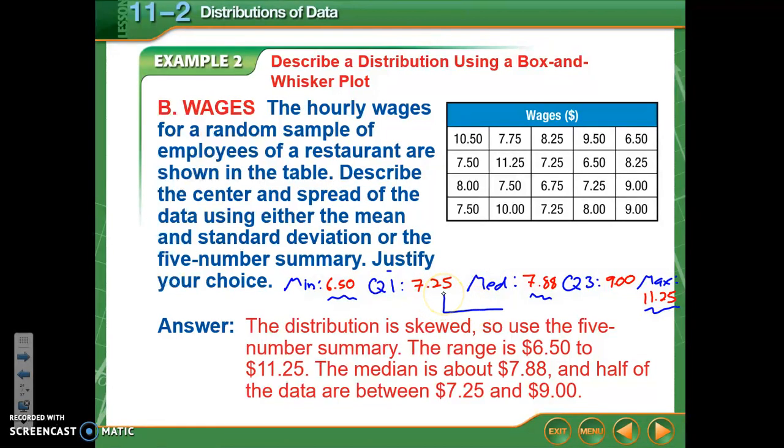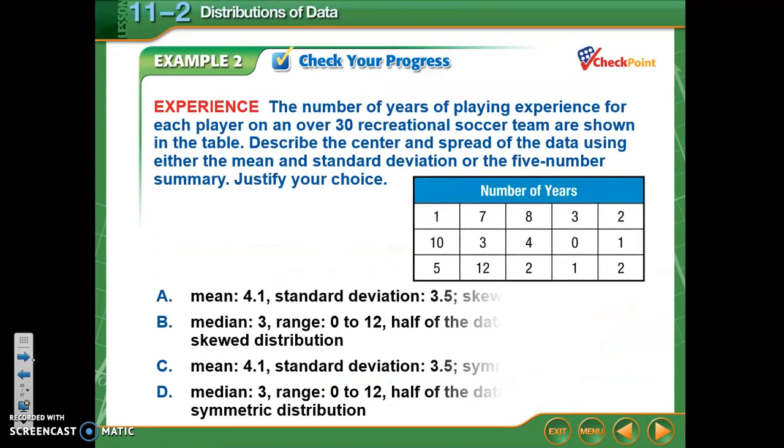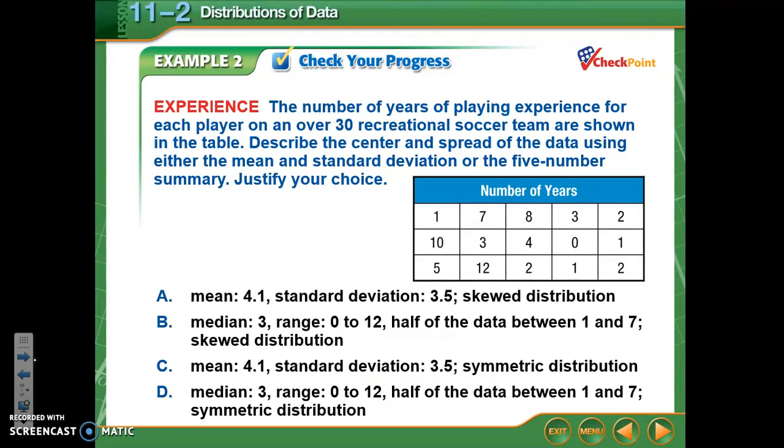So we know that half of our data is here between quartile 1 and quartile 3. 25% of it is below quartile 1 and 25% is above. My range is from $6.50 to $11.25, and my median is $7.88. Okay? So you guys try this one.